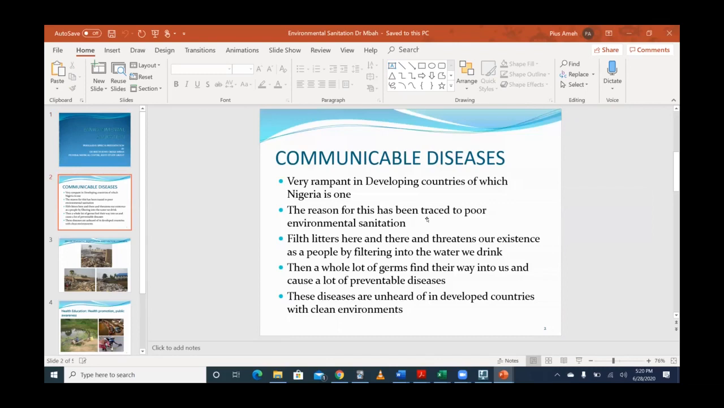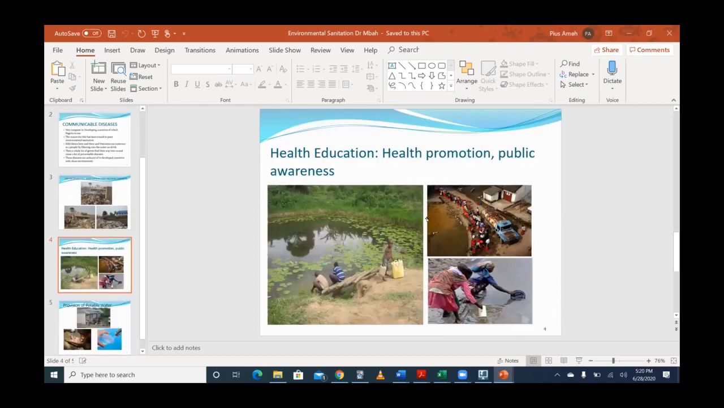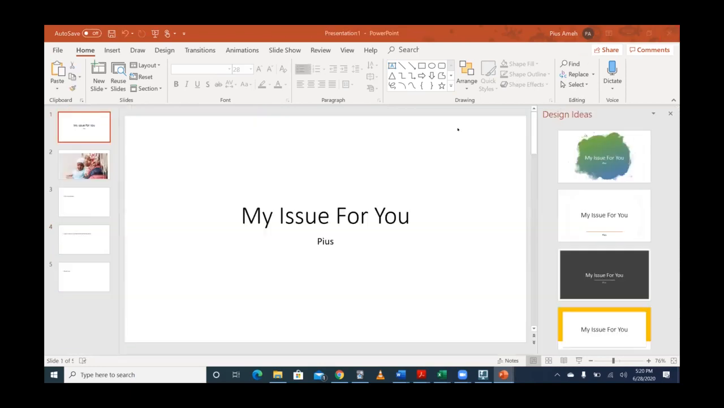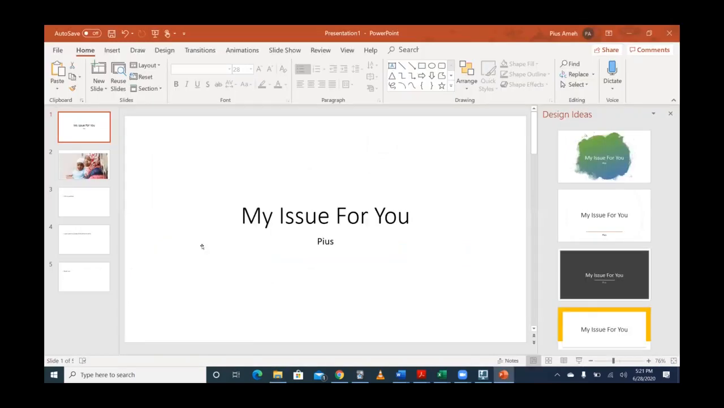So he gave some discussion on communicable diseases, talking about one of the problems in our country, and then he gave some pictures. These are very striking pictures, and you can see that they are in line with his message. And of course, other examples of problems with environmental sanitation. And then, perhaps this is the core: he's talking about providing potable running water. And that was his own presentation.